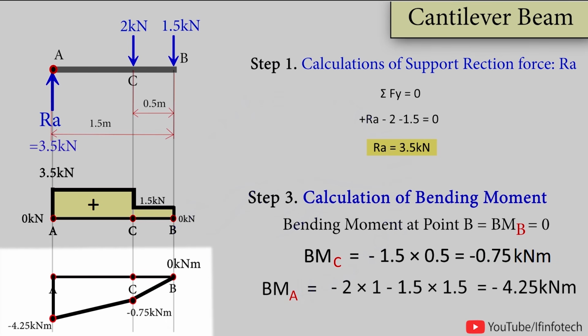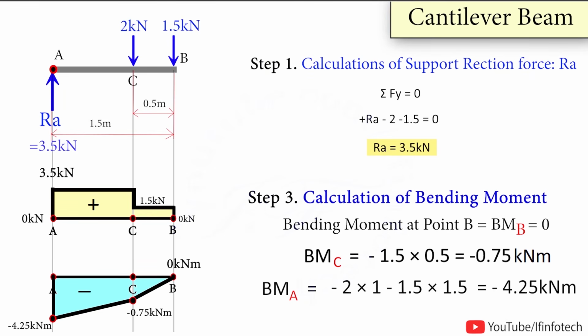Now since I can see this bending moment diagram is drawn below the reference line, all the values of bending moment are negative. So I will show this portion by minus sign. So here we have completed shear force and bending moment diagram for this beam.